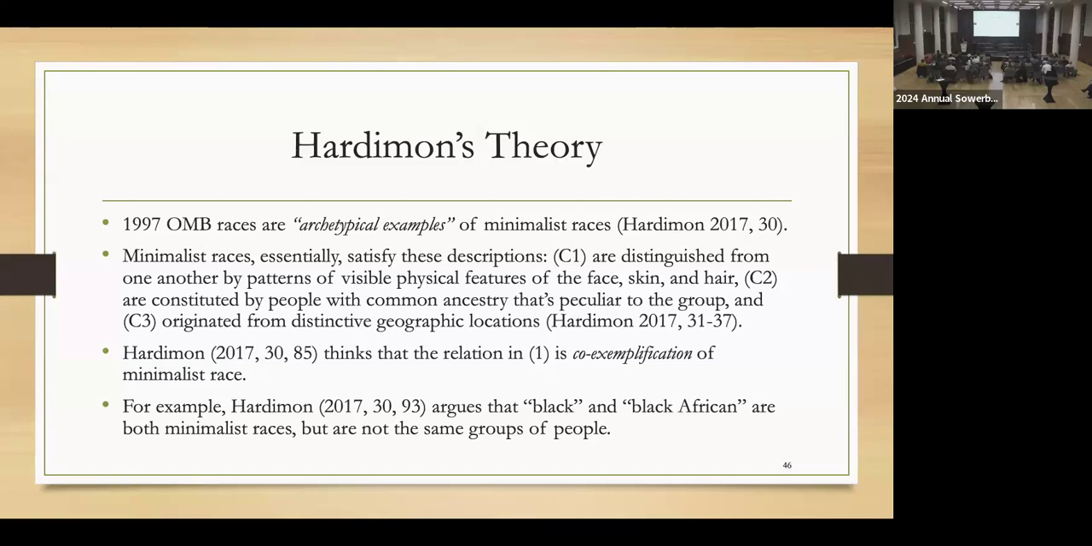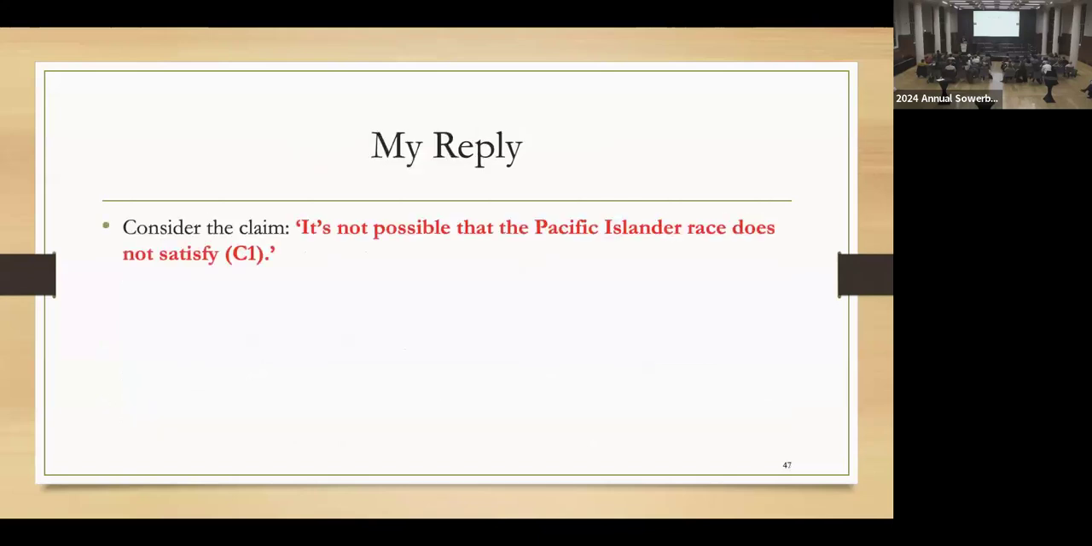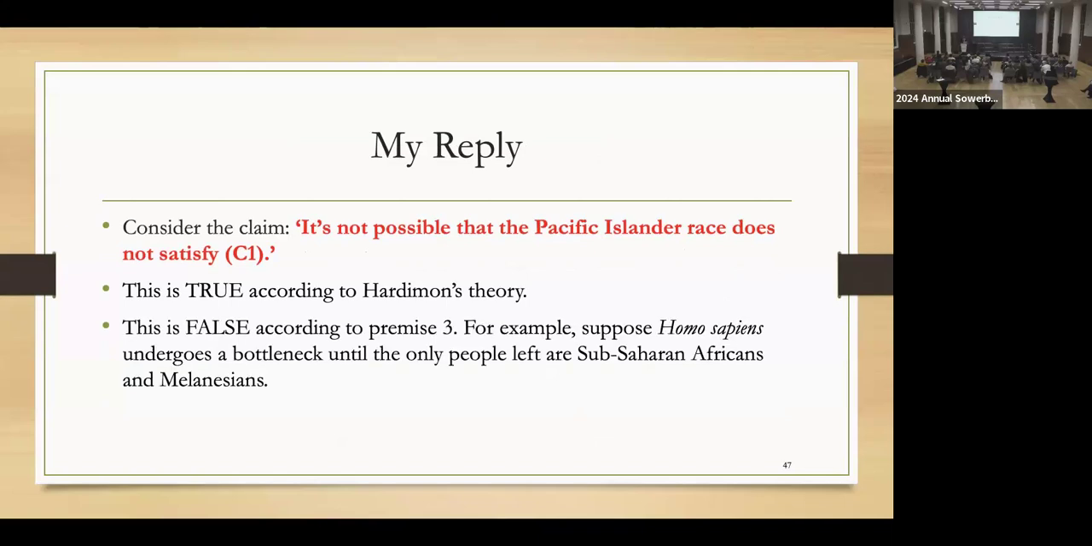Clever response. Of course, I'm going to disagree, and I'm going to test whether his theory is a better account than mine with another test sentence. Take the one, it's not possible that the Pacific Islander race does not satisfy C1. Of course, this is not possible for Hardimon. You can't be a race, at least in ordinary English, if you don't satisfy the first condition. Of course, according to my theory, it is possible for a Pacific Islander race, or any of the OMB's races, to not satisfy the first condition of the visible physical similarity.